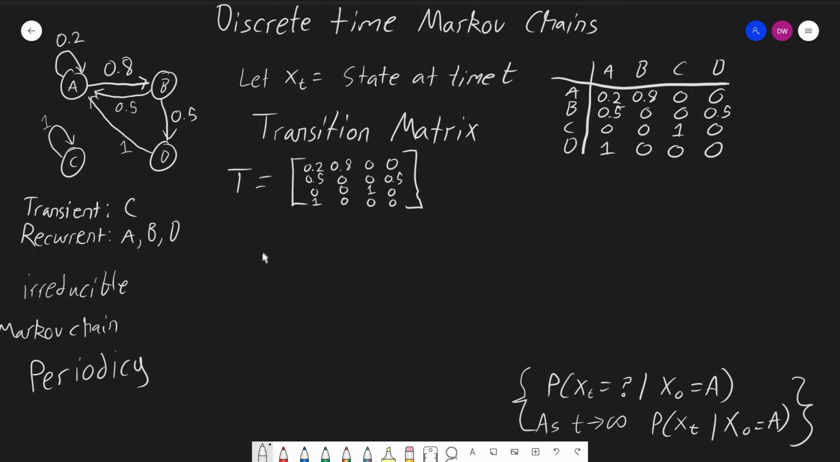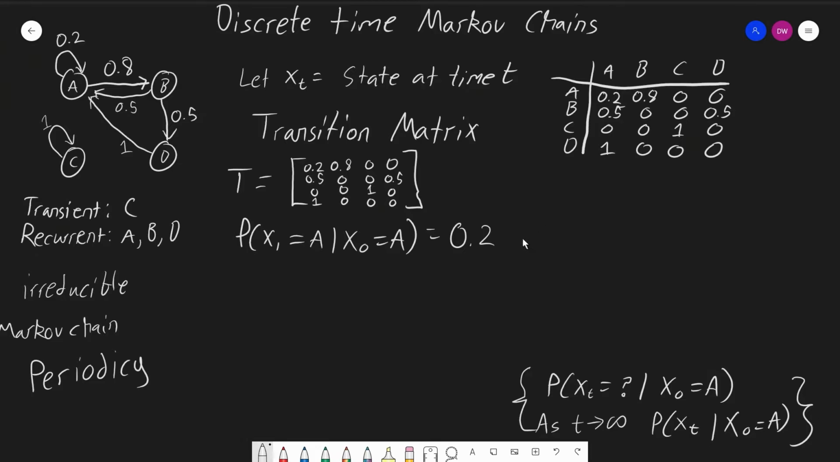Now, let us go back to what we originally proposed, right? Let's try to do an example of this. So we want to solve for the probability of x sub 1 is equal to a given that x sub 0 is equal to a, right? So let's calculate this. We can look at here and say, all right, if we're starting at a, what's the probability that we will be at a next time? Well, that's just 0.2. Very simple.